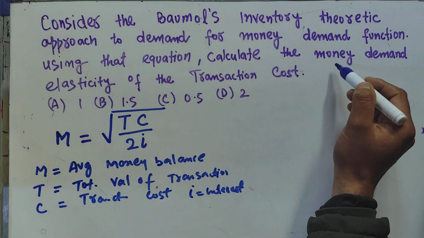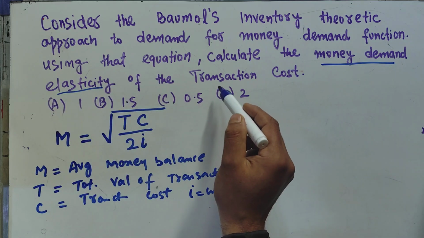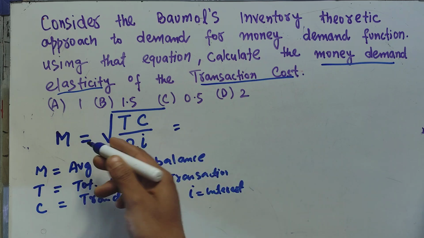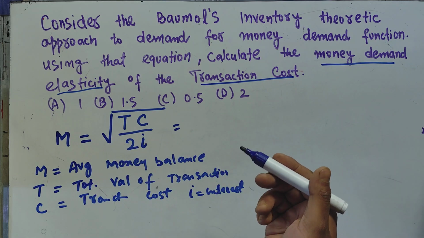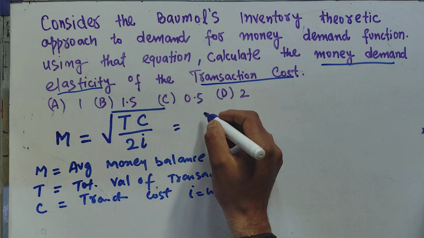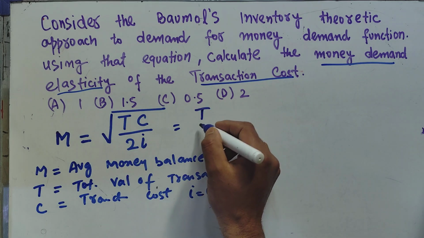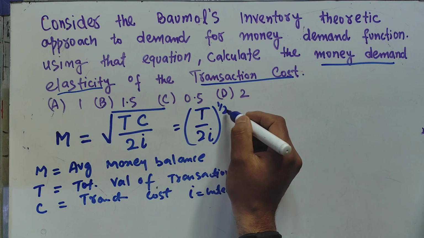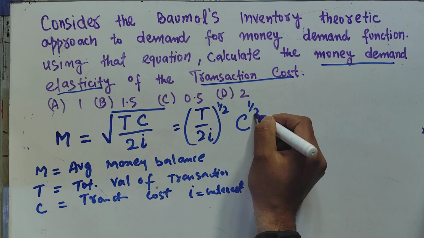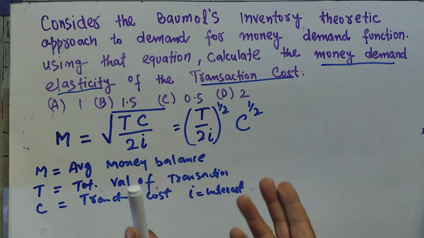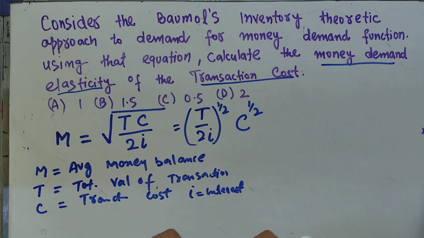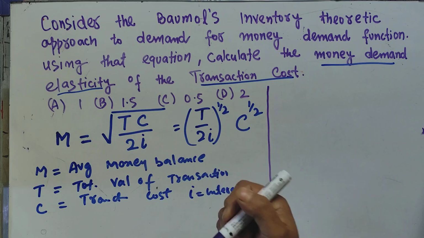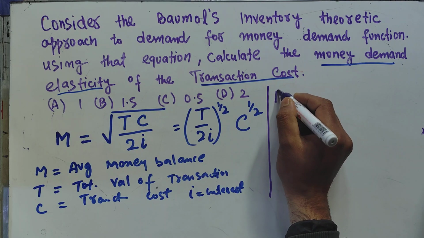Now, since we need to find out the money demand elasticity of the transaction cost, can I rewrite this demand function, this Baumol-Tobin demand for money? We can write it like this, that is (T upon 2I) raised to the power 1 upon 2, and let's write C raised to the power 1 upon 2. Okay, so a simple simplification I have done here, so you can check it yourself how I made this.